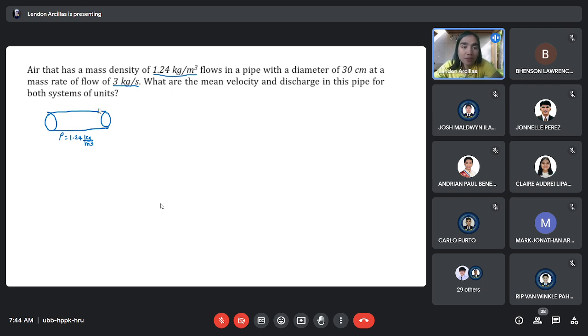How do we solve mass flow rate and volume flow rate? Kung saan siya pwedeng gamitin? So it's either liquid or gas. So mamaya i-explain ko yan. And we also have this 3 kilogram per second, which is our mass flow rate. Pagkakaiba ng mass flow rate sa volume flow rate. So, we need to find the discharge Q and the velocity.